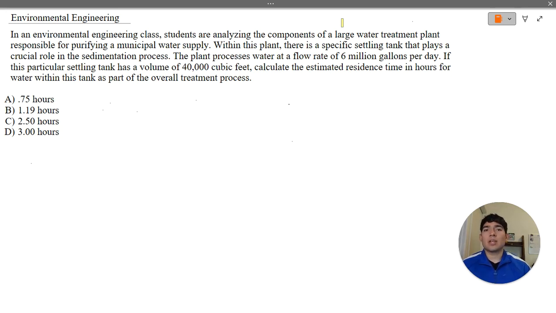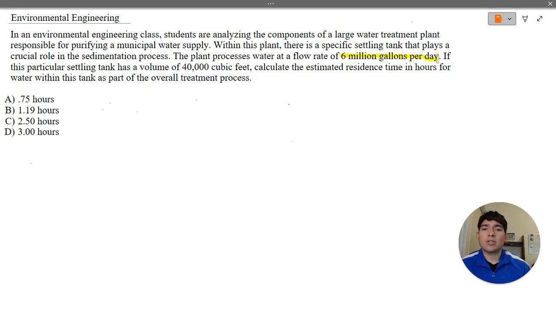Today we're going to be solving an environmental engineering problem. In this case, we're given a scenario where we have a water treatment plant and we are told that the treatment plant processes water at a flow rate of 6 million gallons per day. I'm going to highlight that for us.